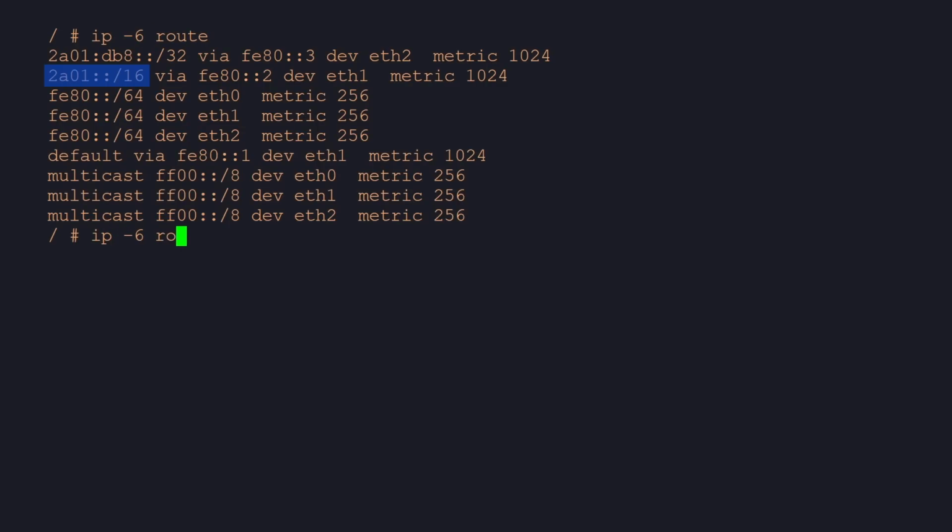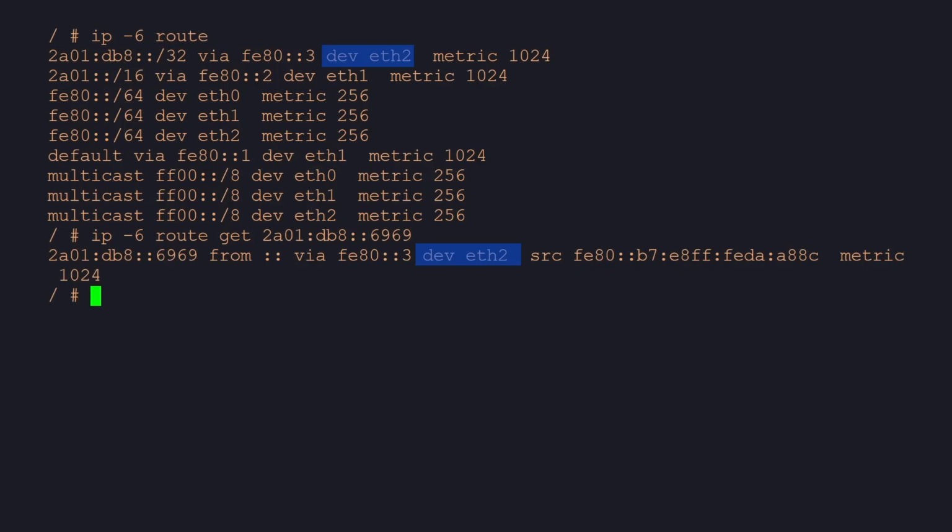So if you have a route to, say, 2A01::/16 and also 2A01:DB8::/32, you'll take the more specific /32 route instead of the less specific /16 route. So now there's 2 different kinds of routes we'll see. Routes which are on link and routes which are via a gateway.